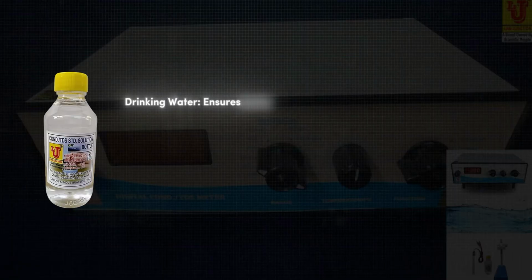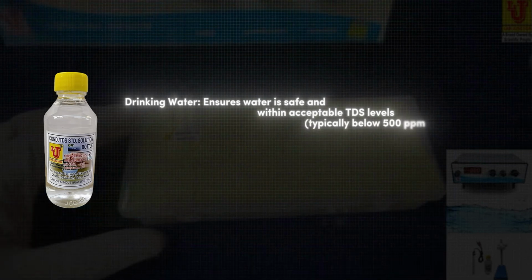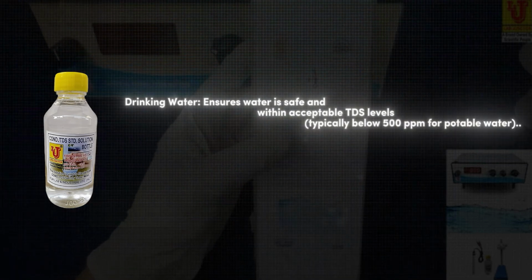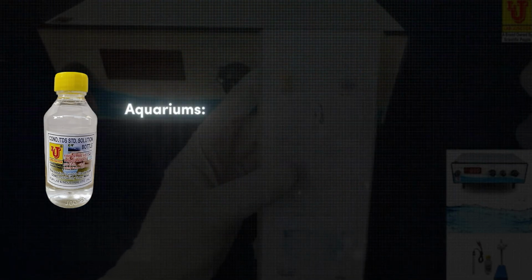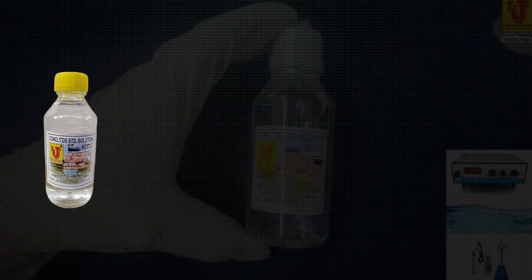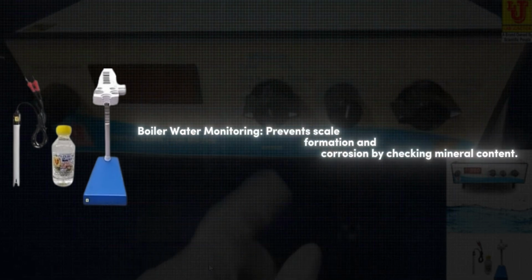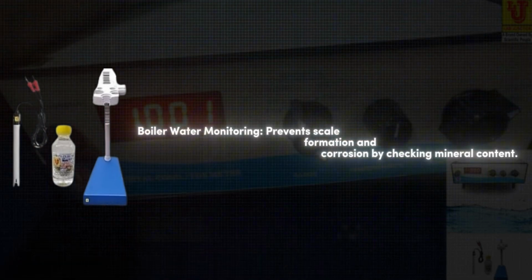Drinking water: ensures water is safe and within acceptable TDS levels, typically below 500 ppm for potable water. Aquariums: maintains suitable water conditions for aquatic life. Boiler water monitoring: prevents scale formation and corrosion by checking mineral content.